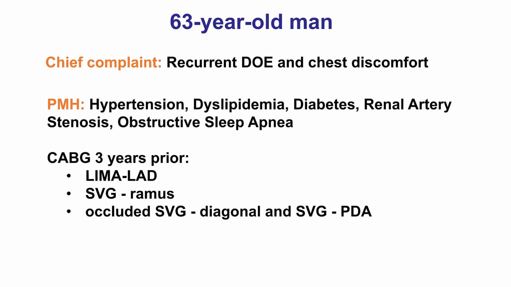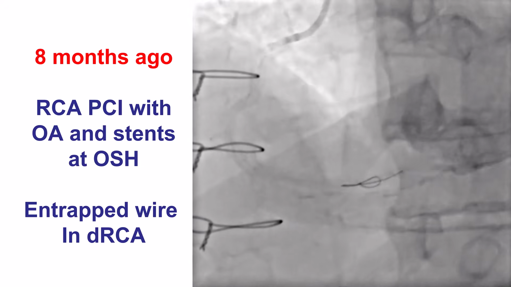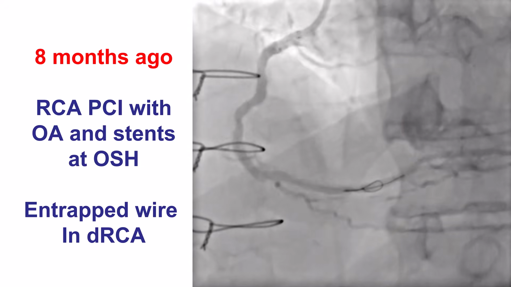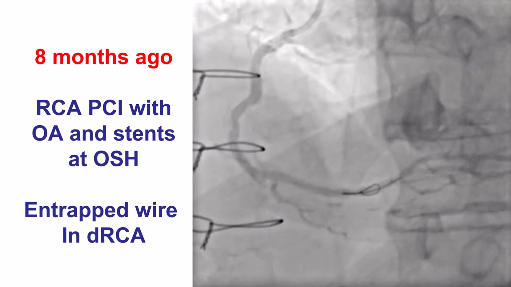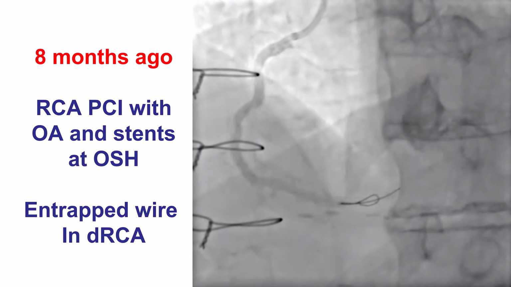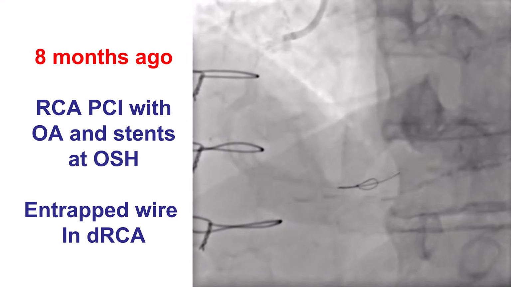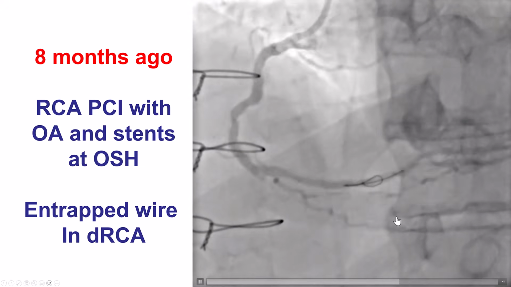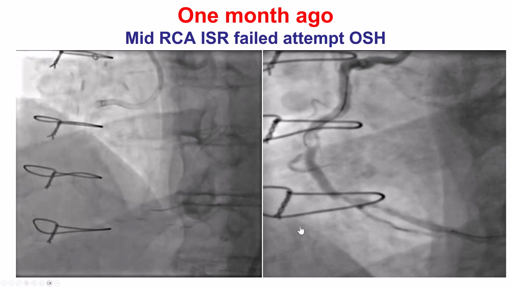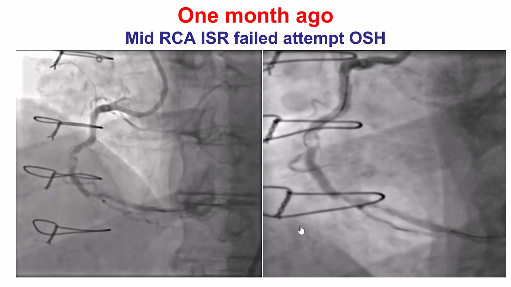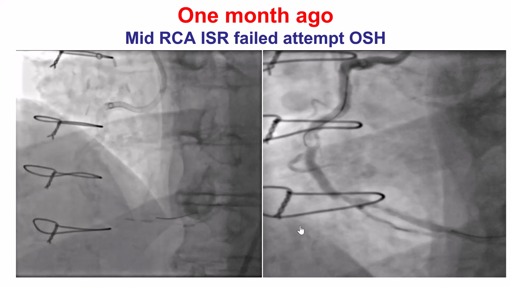The patient was a fairly young gentleman with previous coronary bypass graft surgery who had occlusion of two of the grafts. He came in with a LIMA to LAD and a vein graft to the ramus because of dyspnea and chest discomfort, and the culprit was the right coronary artery. He underwent PCI with atherectomy and placement of stents, and then that was complicated by wire entrapment in the distal right coronary artery. And then he presented again with significant in-stent restenosis.